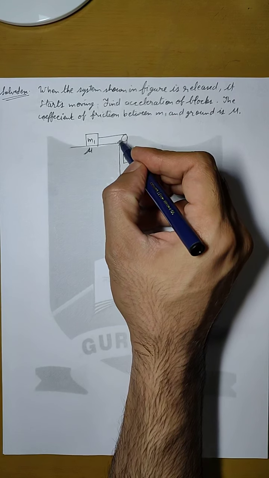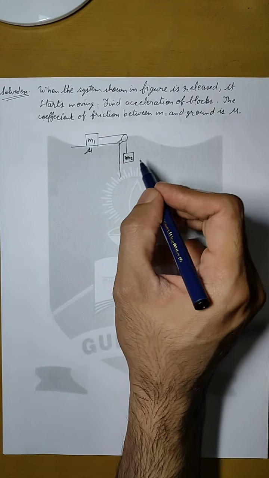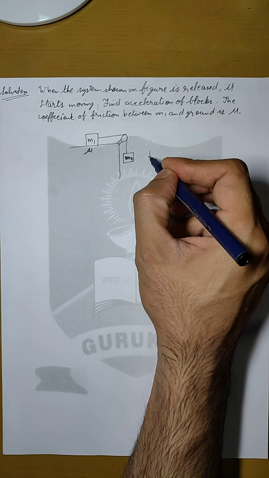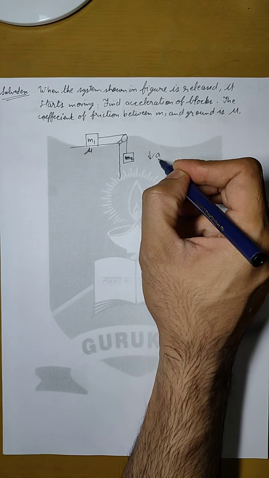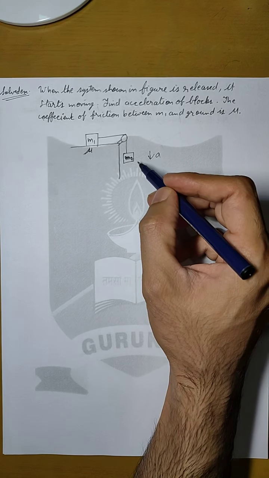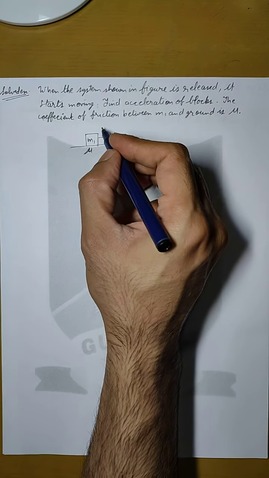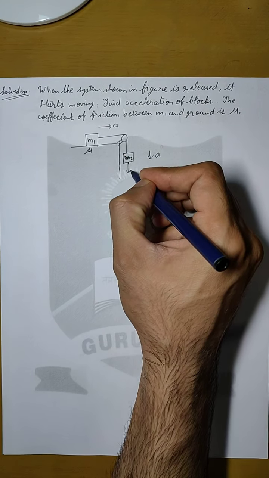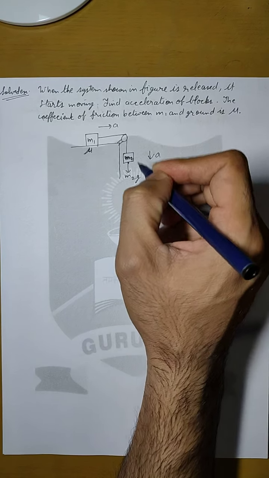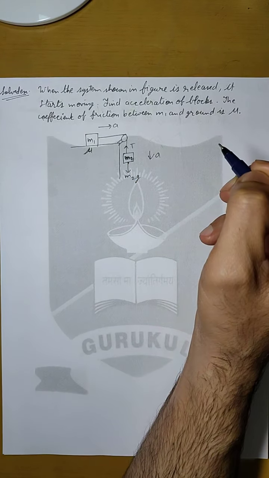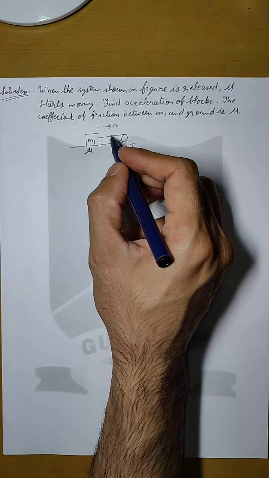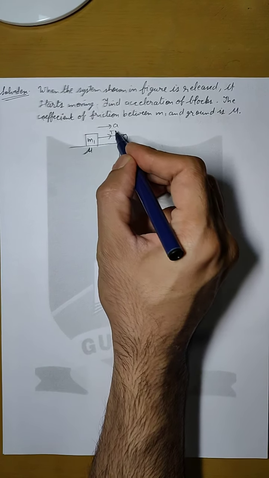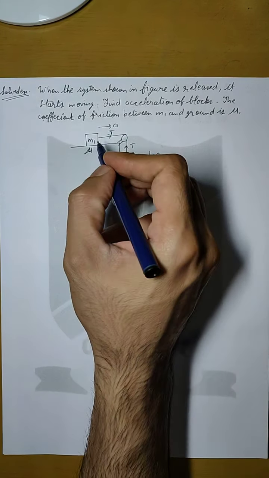Now, as soon as this system is released, obviously M2 will move downward. So the acceleration of this system will be in downward direction. If M2 is moving downward, then M1 will move in this direction with the same acceleration. There will be M2G acting downward, tension acting upward. Since it is the same string and it is an ideal string, the same tension will appear here.